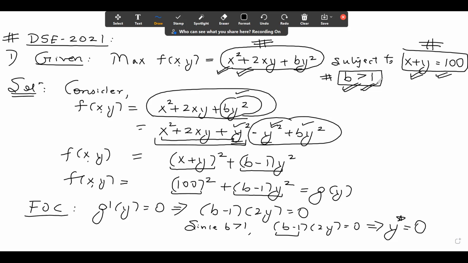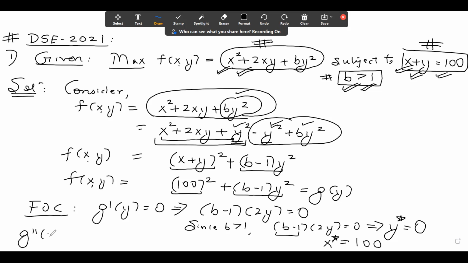So what will x star be, guys? x star will be 100, because x plus y should exactly be equal to 100. So we have got y star as 0 and x star as 100. Okay, so hoping all students have understood this. And you can even do the double derivative to check that you have a maxima.